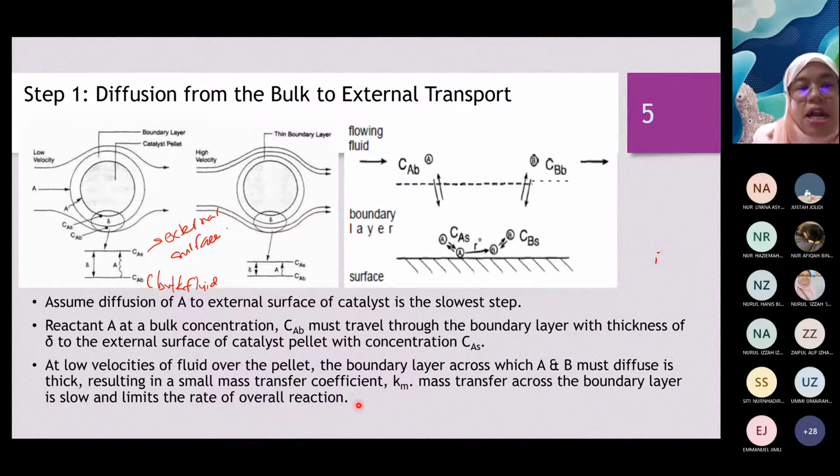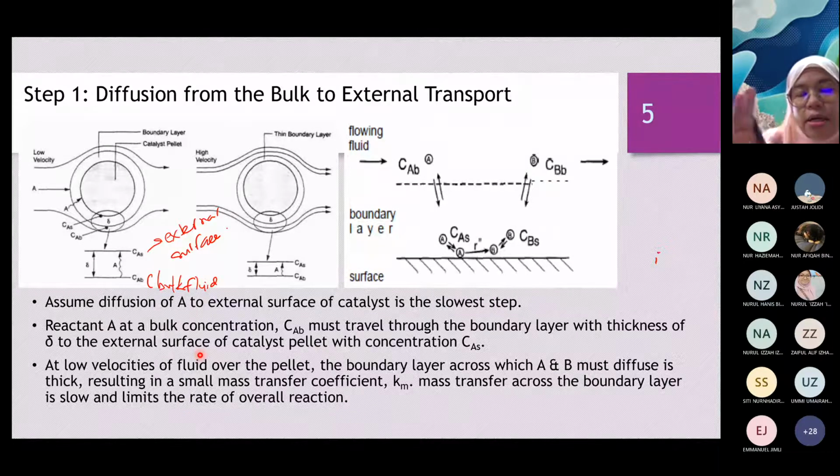So senang je sebenarnya, if the thickness of the boundary layer is thick, then the mass transfer of reactant and product will be slow, and the mass transfer coefficient also small. So this mass transfer coefficient ni similar to the rate of how the mass transfer occurs. So the mass transfer coefficient is small. Therefore, the mass transfer of the product and reactant is slow and limits the rate of overall reaction.